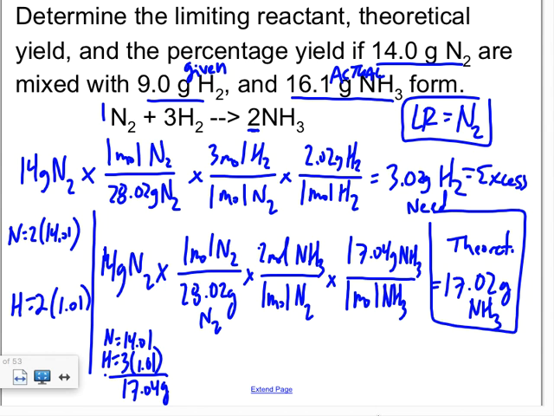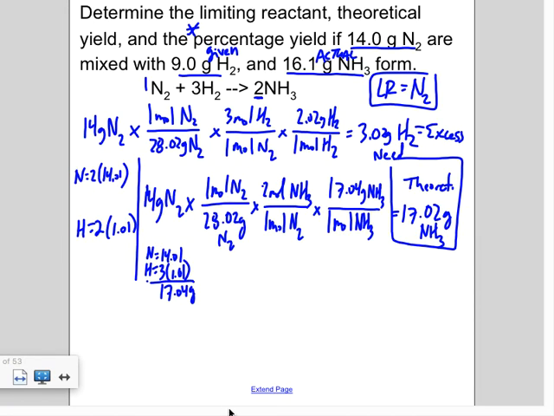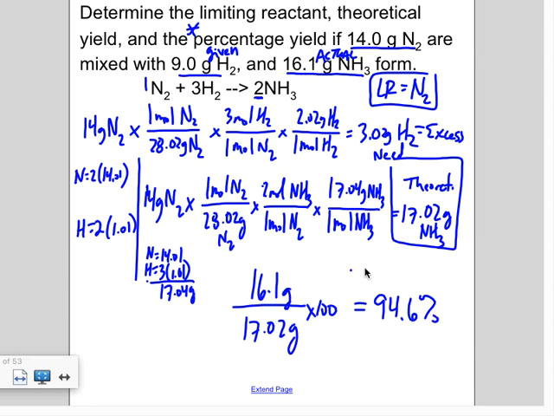And the third part is, what's the percent yield, right? So I'm going to extend my page here. Percent yield, remember, is actual divided by theoretical times 100. So my actual was 16.1 grams divided by my theoretical, 17.02 grams times 100, and I get 94.6%. And there's the third part of my answer.